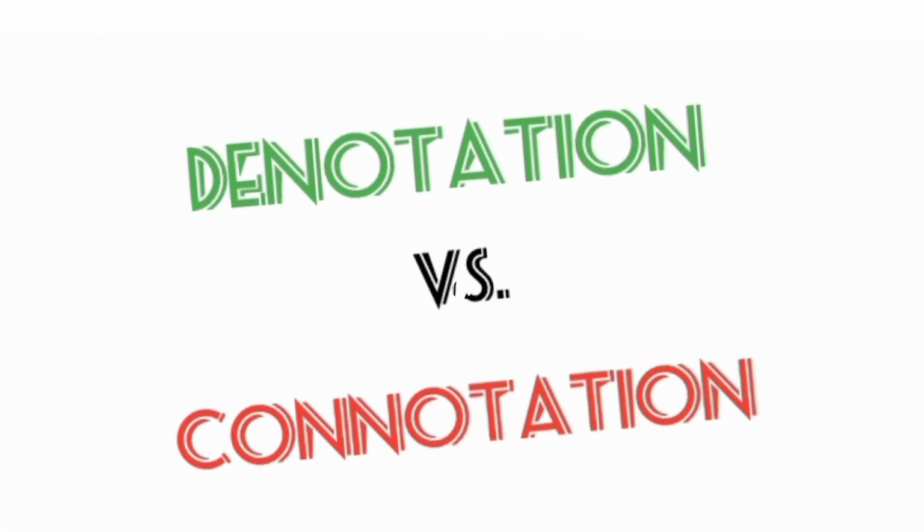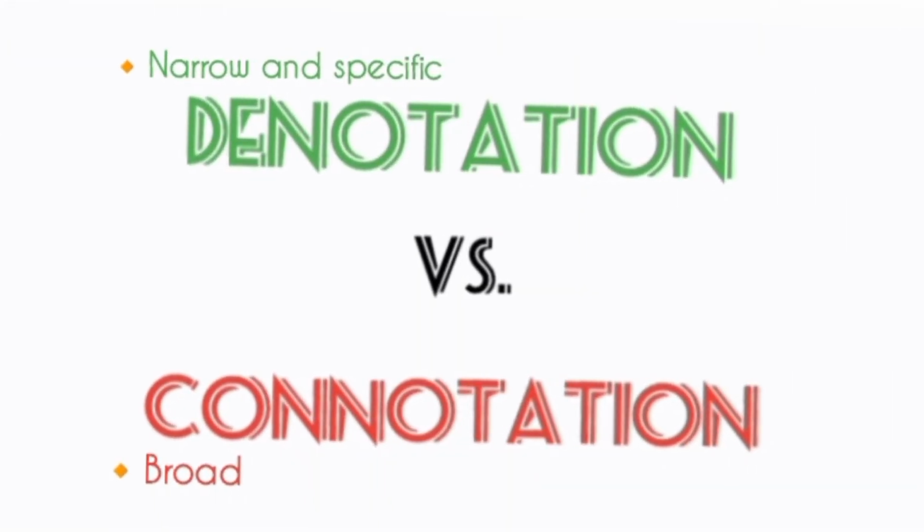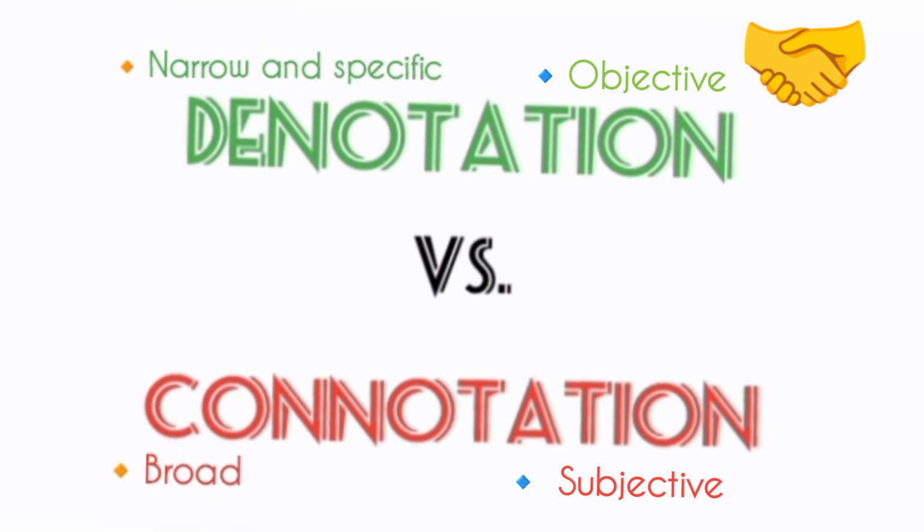In terms of scope, denotation is narrow and specific, focusing only on the direct meaning of a word. Connotation is broad and can vary widely based on personal, cultural, and situational context. Objectivity versus subjectivity. Denotation is generally objective, meaning it is agreed upon and consistent across different contexts. Connotation is subjective, meaning it can change depending on individual experiences, cultural backgrounds, and emotional states.